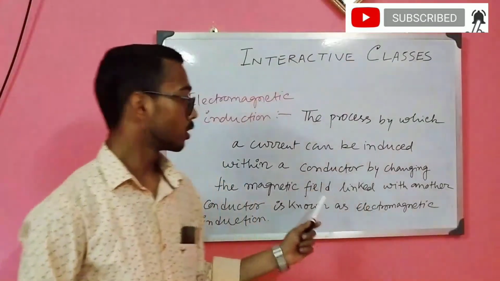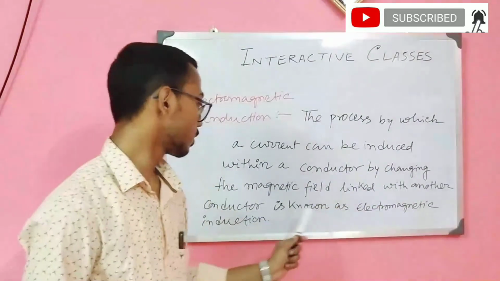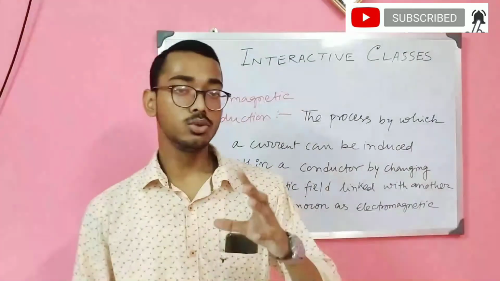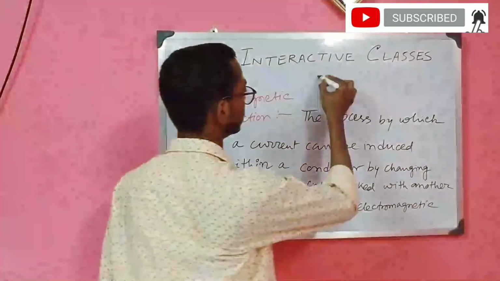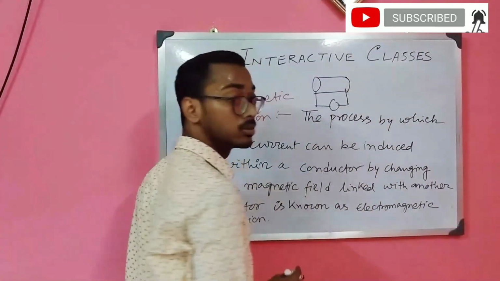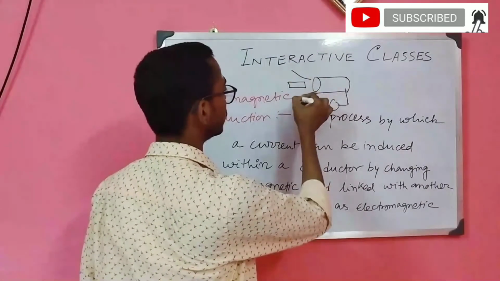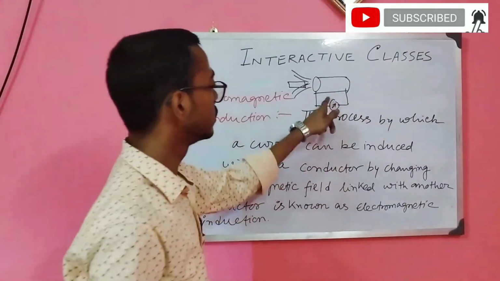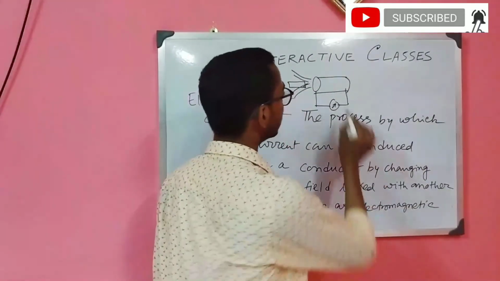The process by which a current can be induced within a conductor by changing the magnetic field linked with another conductor is known as electromagnetic induction. So the thing is, we need to change the magnetic field linked with a conductor. So it can be self flux like this, self induction. That means if we change the magnetic field related with this coil, a current is induced in this conductor or coil. Similarly, there can be mutual induction too.